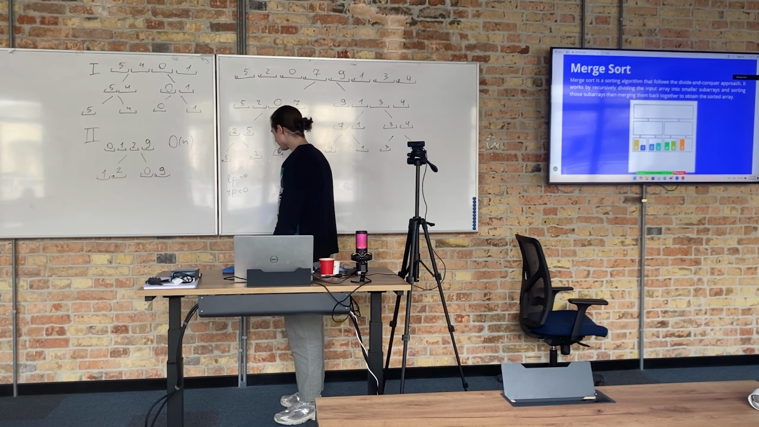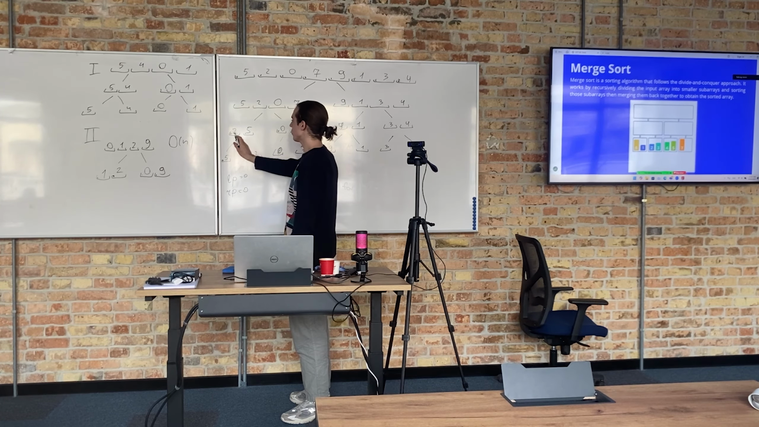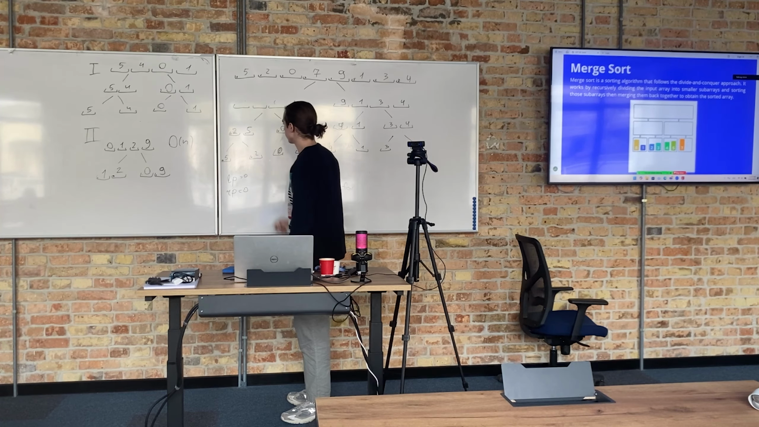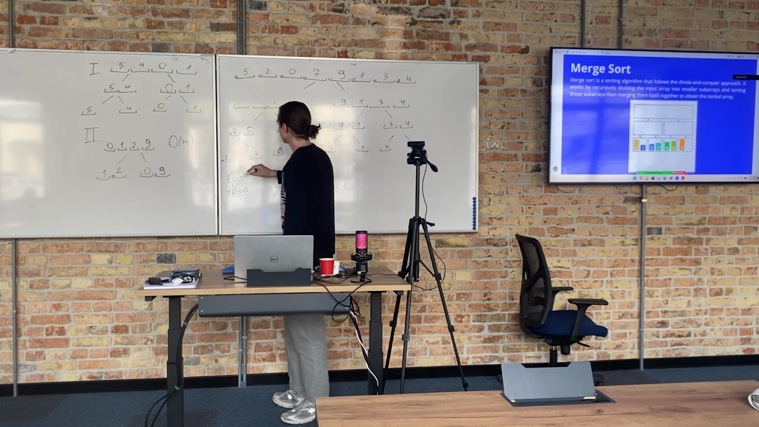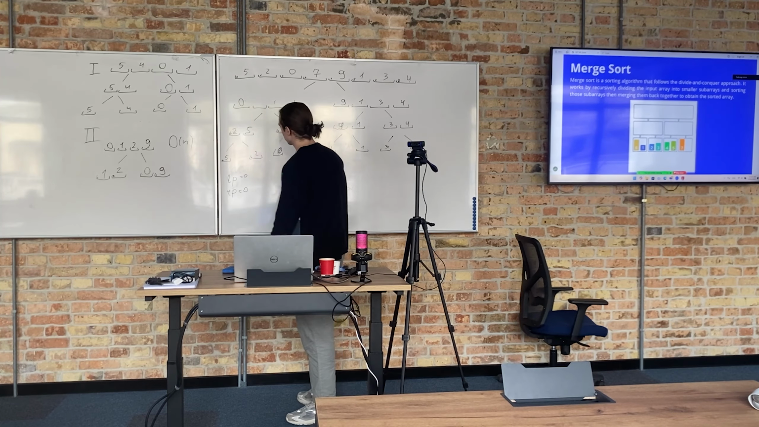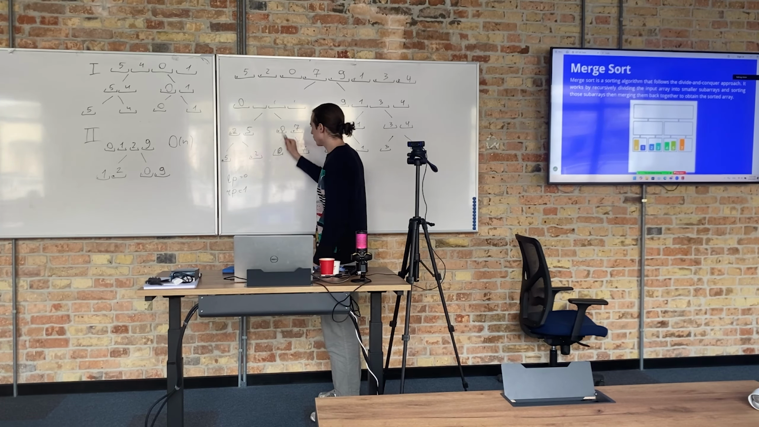How does it work? We start with LP equals 0 and RP equals 0. We compare 2 and 0. 0 is less than 2, so our first element in our merged array is 0. Then we move RP to the next element because this element is already merged. So now our RP equals 1.